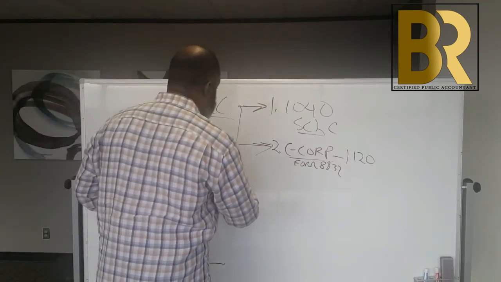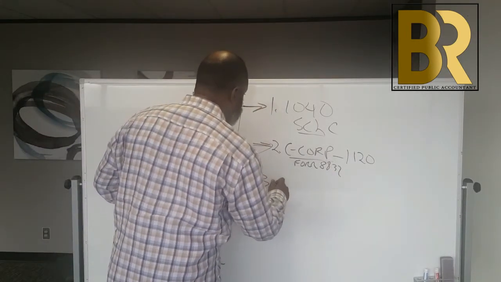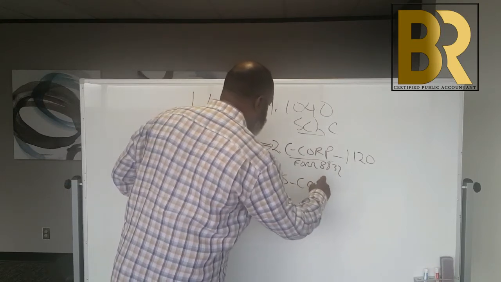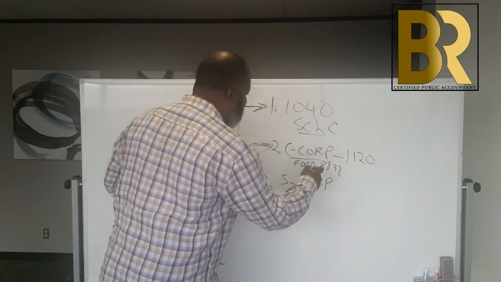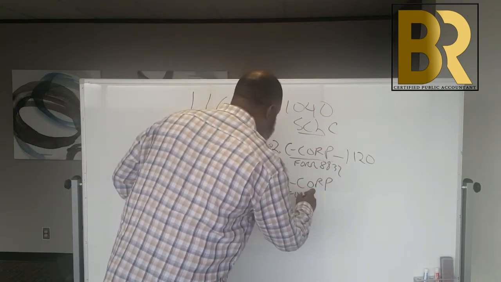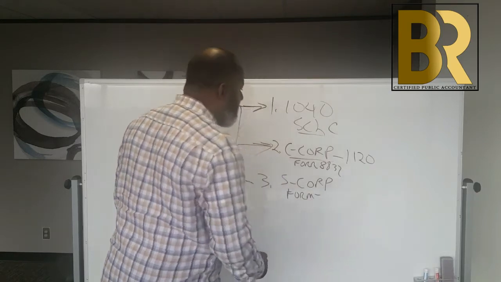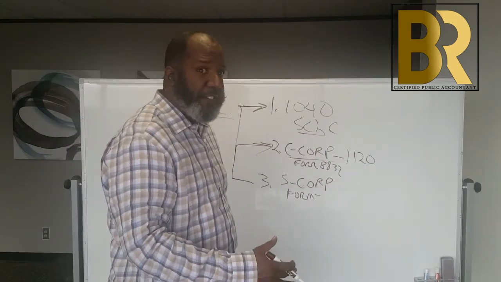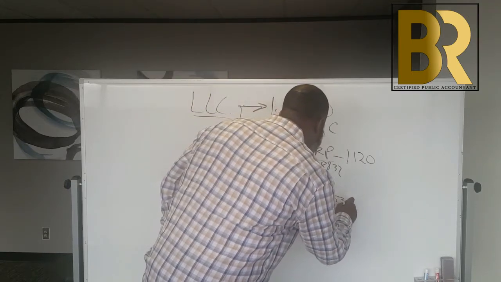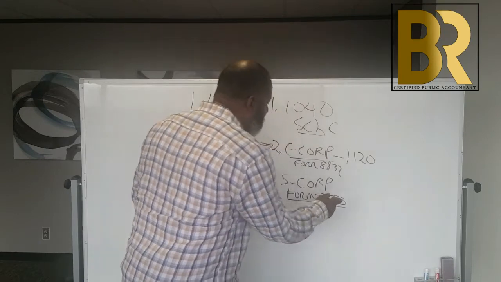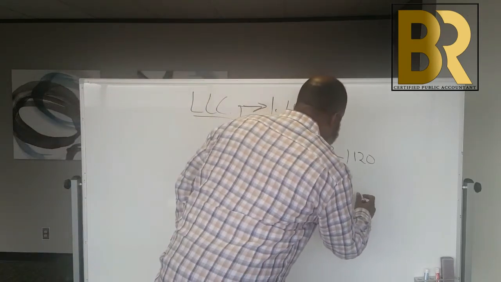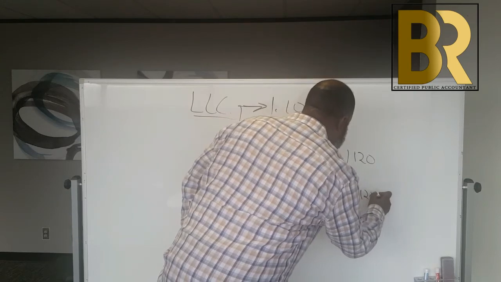All right? The third one we're going to talk about is an S Corp. Once again, there's a form you have to file, and that form is 2553. So you make an election to file that form. That form must be filed timely. And the tax form you're going to file is the 1120S.